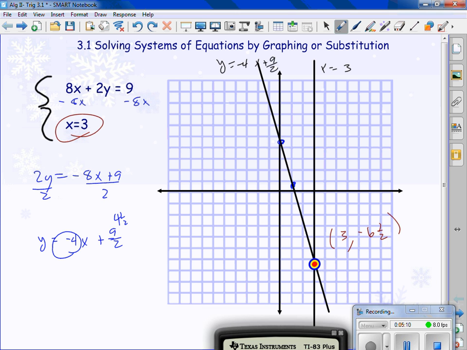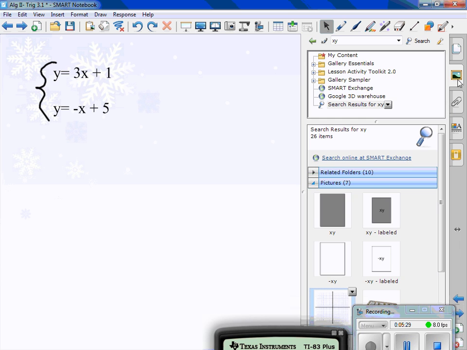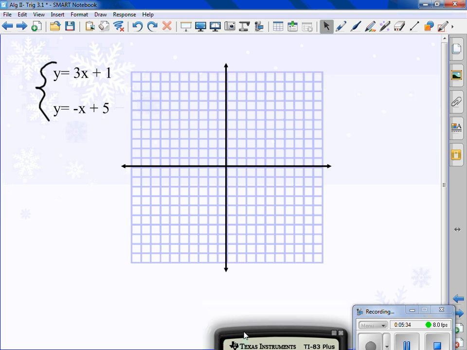Now, when you graph these, I am going to give you sort of a window of error. If you're a point in between this point, I give it to you. Here's this system. I have y equals 3x plus 1 and y equals negative x plus 5. So we're going to make a new xy axis. Do I have to rearrange either of these? No. Both of them are already y equals.